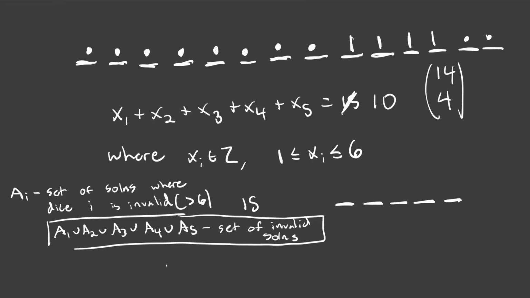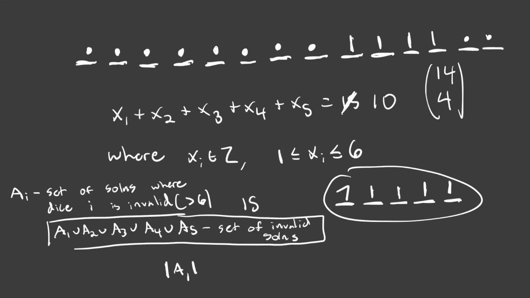So for starters, let's just calculate the magnitude of A1. The magnitude of A1 is just going to be the set of solutions where dice 1 is invalid. So in order to make dice 1 invalid, let's take the smallest possible number that we could give to dice 1 to make it invalid, which is going to be 7, right? 1 greater than its upper bound. Now we also have to give 1 dice to all the others to satisfy the lower bound, obviously. Now in doing so, we've distributed 11 dice values out of 15, which means we have 4 left to give.